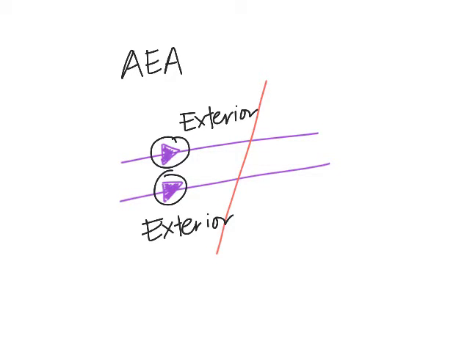All right, so alternate exterior, alternate again means the opposite sides. So opposite from this angle is this angle. Remember, they have to be outside of the purple lines, or the ones that are parallel. So these are a set of alternate exterior, and then I could also say that this angle and this angle are a set of alternate exterior angles as well.